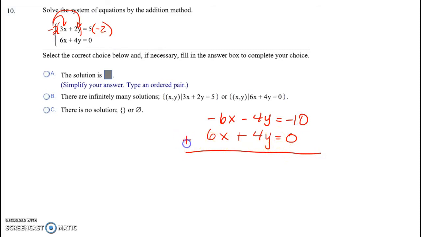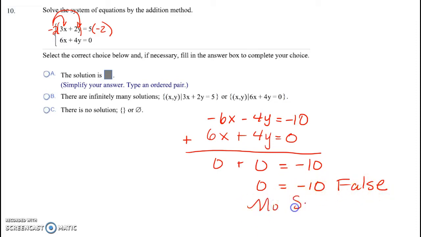Now we're going to add those two equations together. -6 plus 6 is 0. -4y plus 4y is 0. And -10 plus 0 is -10. I get 0 equals -10, which is a false statement. If you get a false statement, that means there's no solution.